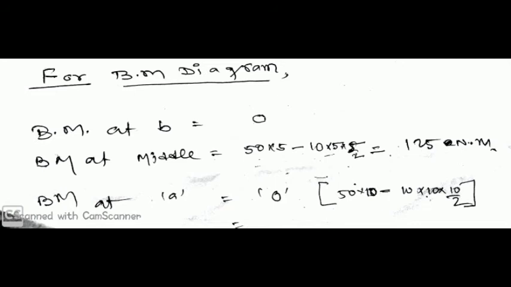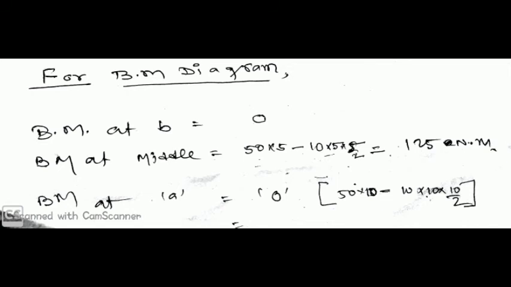Also, the span has a UDL load over the span. How much? 10 Newton load per meter over a 5-meter distance. That means 5 into 10 is the load, but the distance is equal to how much? We have already told you that when finding the moment for the SFBM, the distance would be to the middle of the span. That means the distance is 5 by 2. So 10 into 5 into 5 by 2 is the BM at the middle of the span.